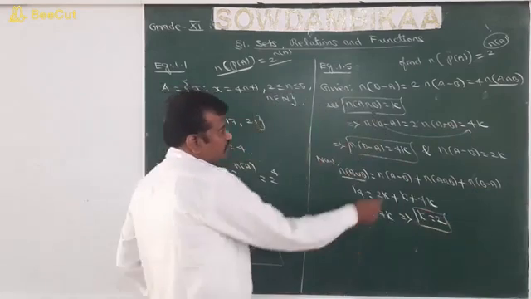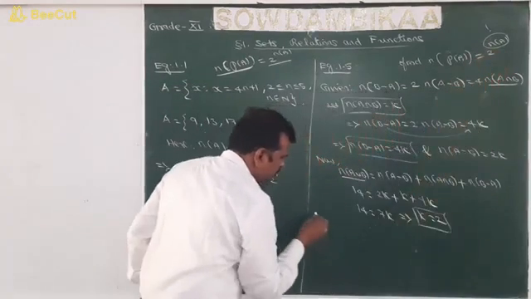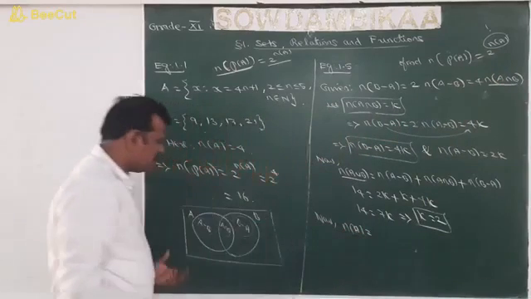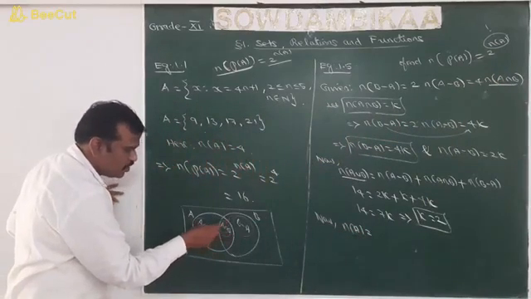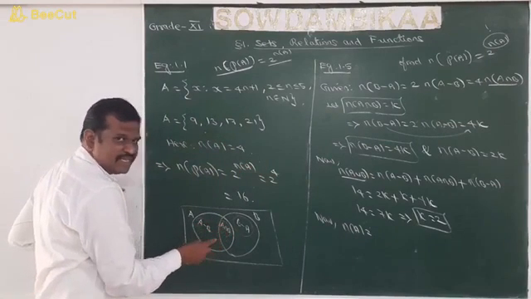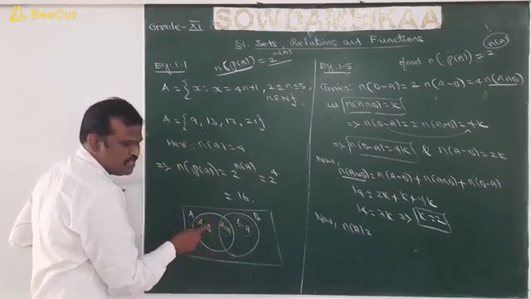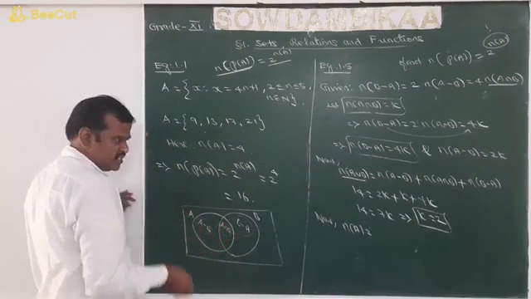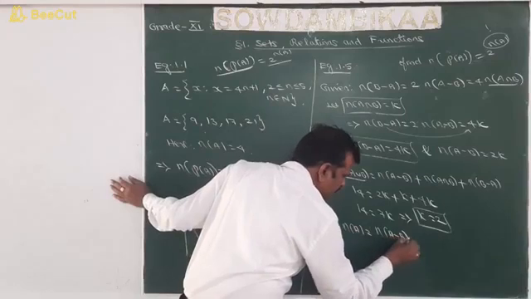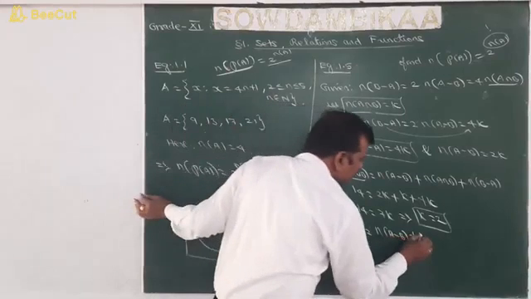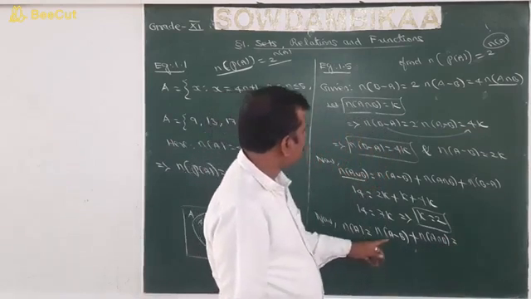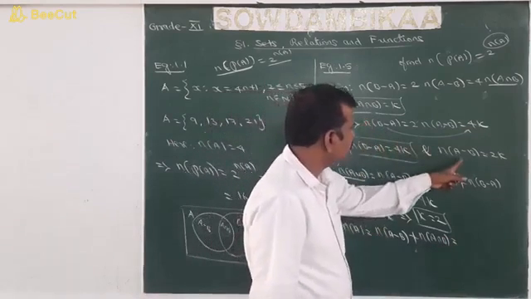Now we have to find only n of A. So n of A only we have to find. n of A is nothing but the union of A difference B and A intersection B. That is, n of A is equal to n of A difference B plus n of A intersection B. So what is n of A difference B? n of A difference B is nothing but 2k.